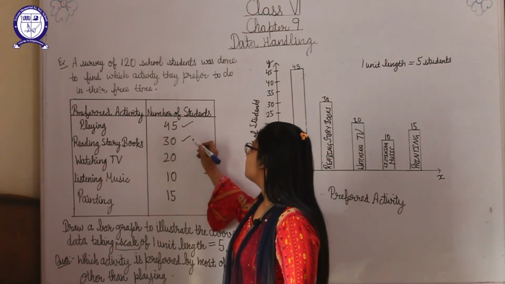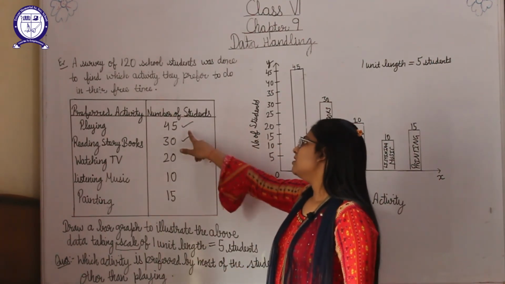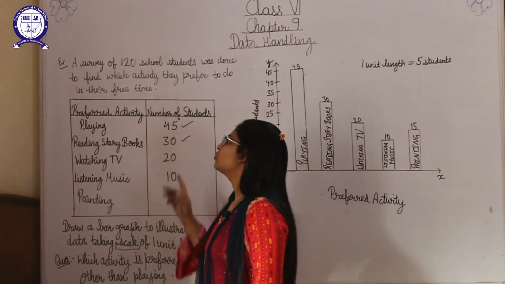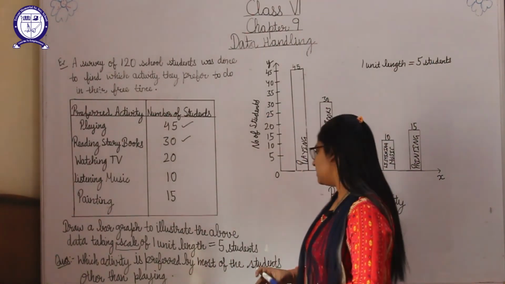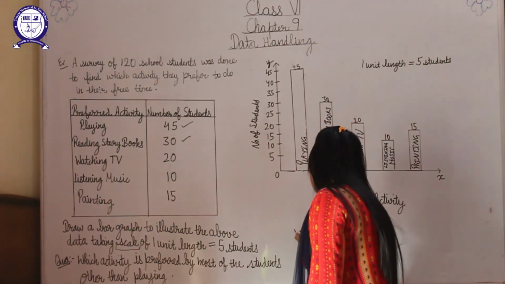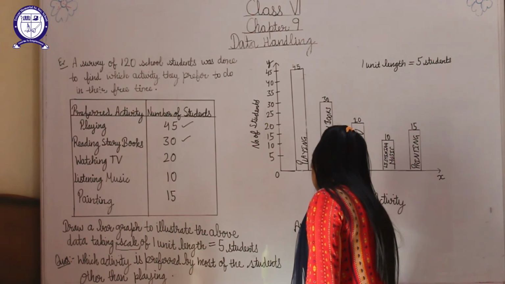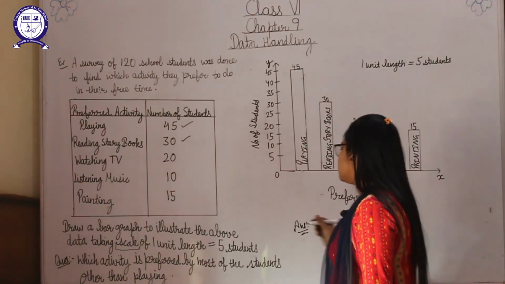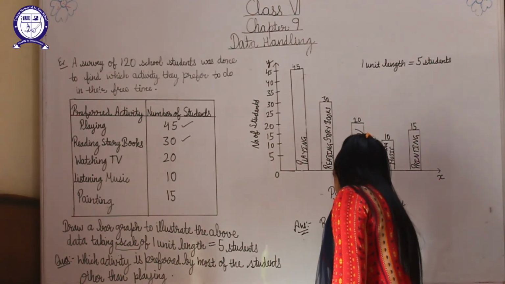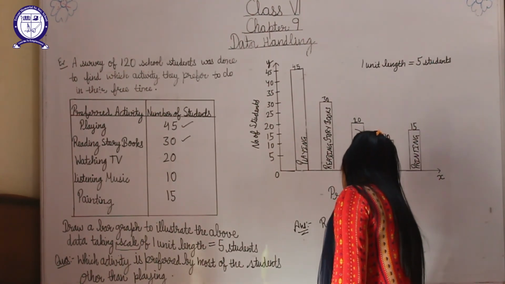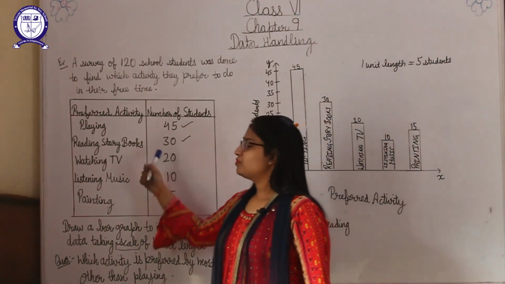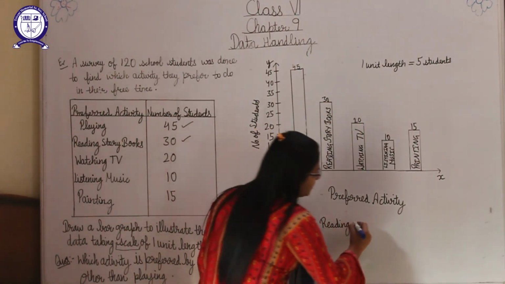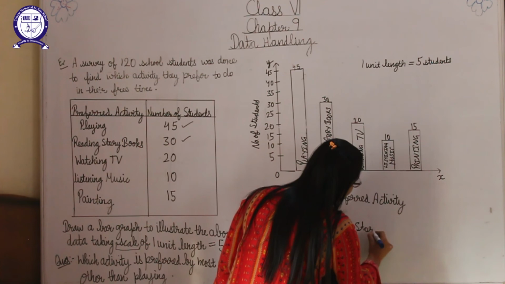30 is the greater number, meaning other than playing most of the students like to read storybooks in their free time. So in the answer to this question we will write that other than playing, students prefer to read storybooks. Reading storybooks will be the answer, so we will write here reading storybooks.